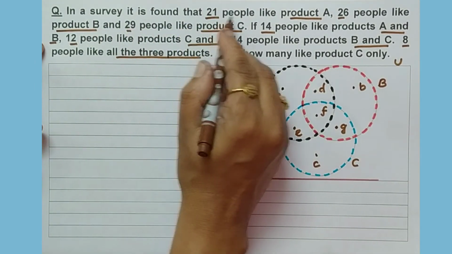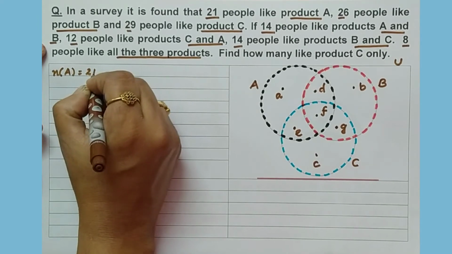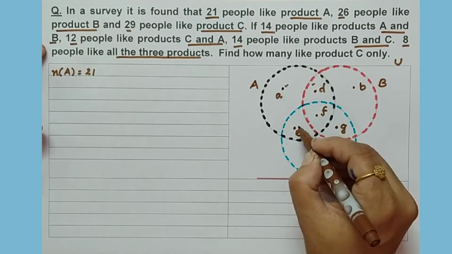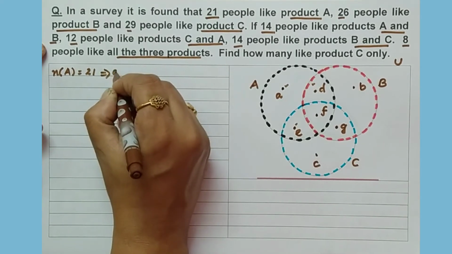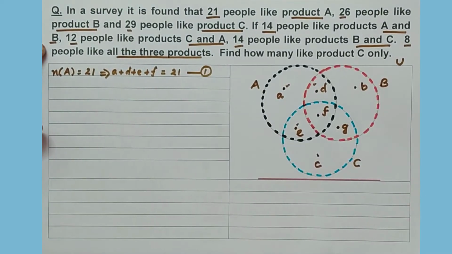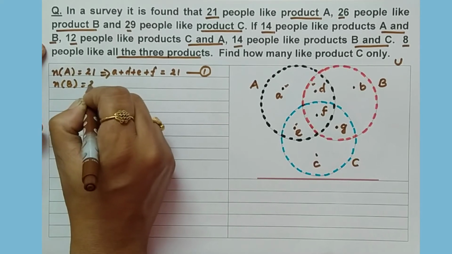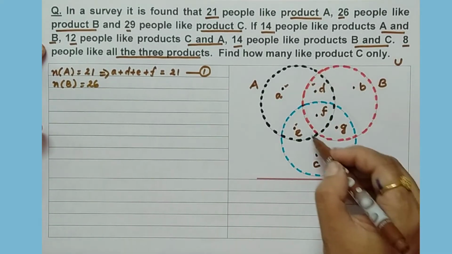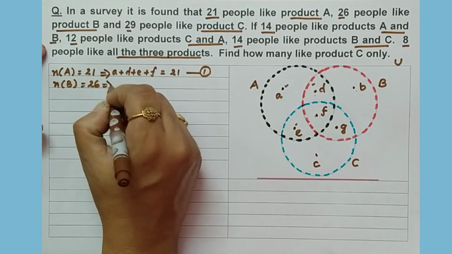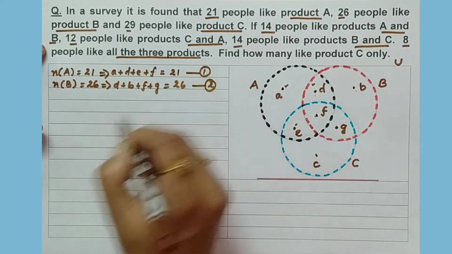In a survey, it is found that 21 people like product A. Number of elements choosing product A equal to 21. Look at the area for the set A. The set A involves the elements A, D, E and F, which implies A plus D plus E plus F, which is 21. Mark it as equation number 1. 26 people like product B. Number of elements in B equals 26. The region B is involved in the red circle. Which are the elements involved in the red circle? D plus B plus F plus G equals 26. Take it as equation number 2.